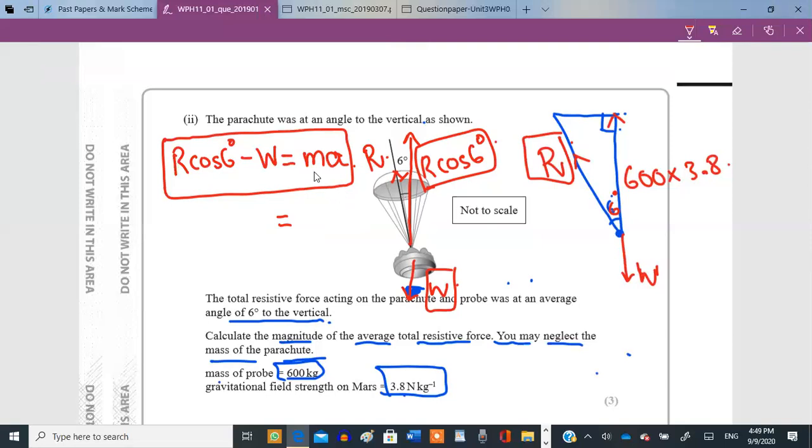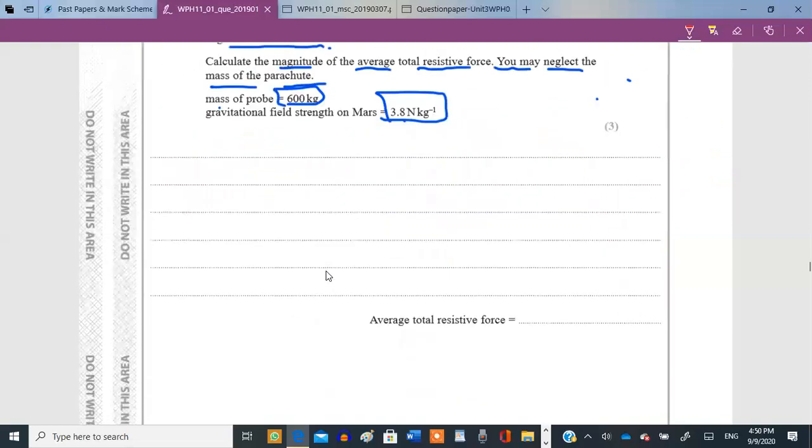10.6, but you are not going to place a negative sign here, okay? Because that has already been taken care of while we were making this equation. All we need now is just to calculate the magnitude of this R. So R cos 6 equals ma plus W, and R equals ma plus W divided by cos of 6 degrees. Now just plug in the values.